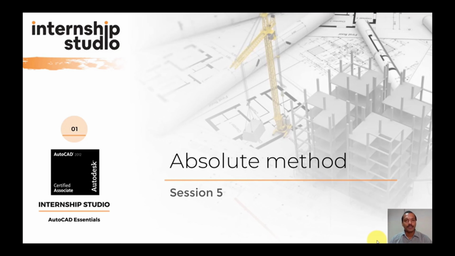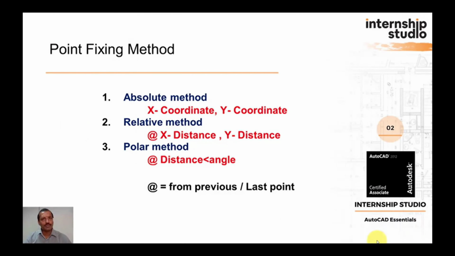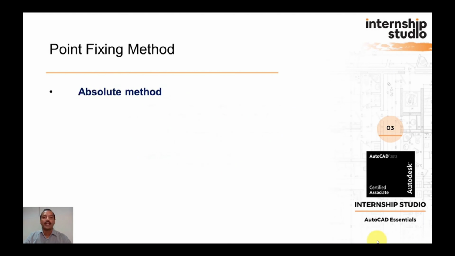We are going to discuss the absolute method. As we discussed before, there are 3 types of point fixing methods available: absolute method, relative method, and polar method. In this session we are going to discuss the absolute method elaborately with examples. What is the absolute method?